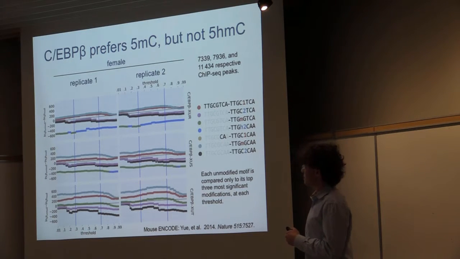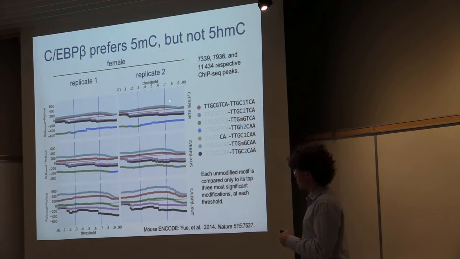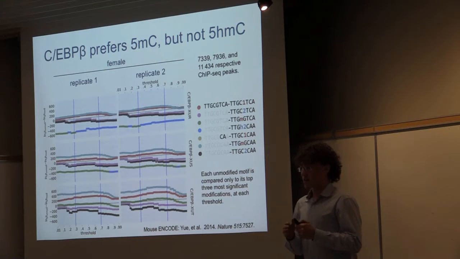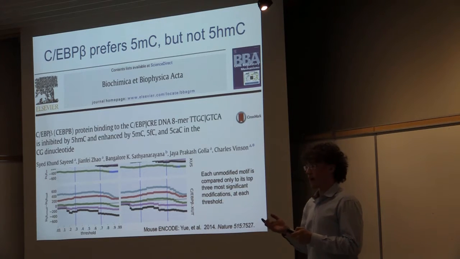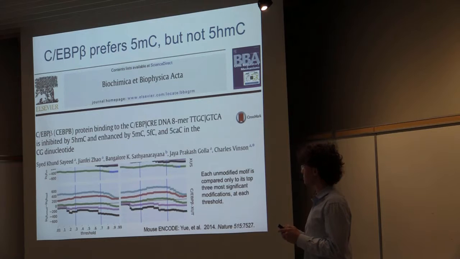And then finally for CEBP beta, we can see that it prefers 5-methylcytosine, with the methylated motifs generally being above 0, but that it actually does not like binding to 5-hydroxymethylcytosine, which is consistently below 0, as shown here. And so what this means is that there's a difference that we're able to detect between the methyl binding motif versus the hydroxymethylated binding motif, and that recapitulates a result that was known for this particular transcription factor.